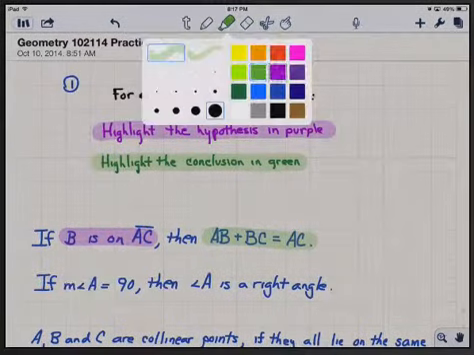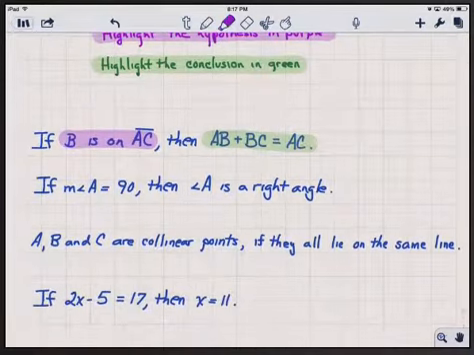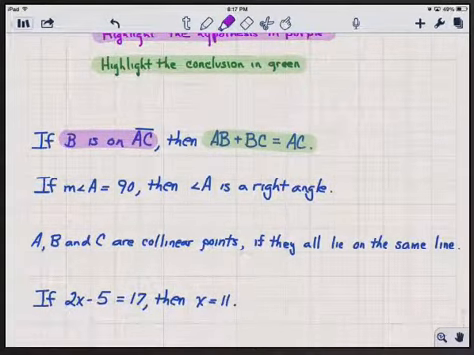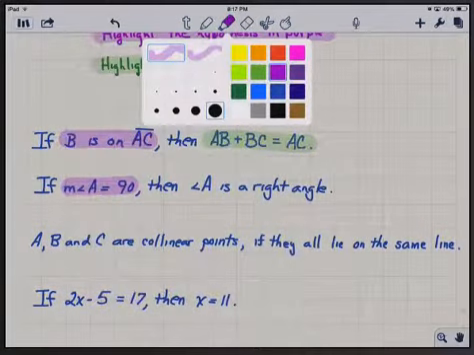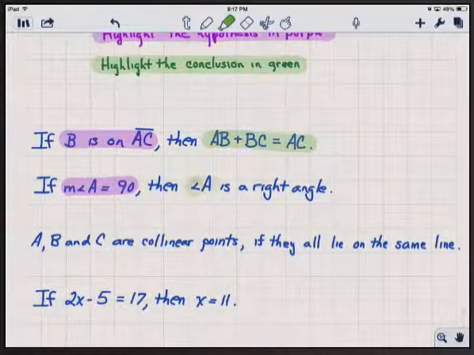Same on the second sentence. That is also stated in if-then form. So the measure of angle A equals 90 is the hypothesis. The conclusion is angle A is a right angle.